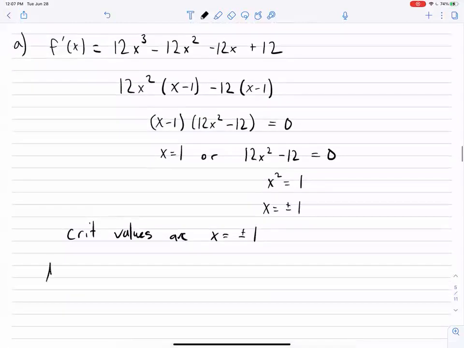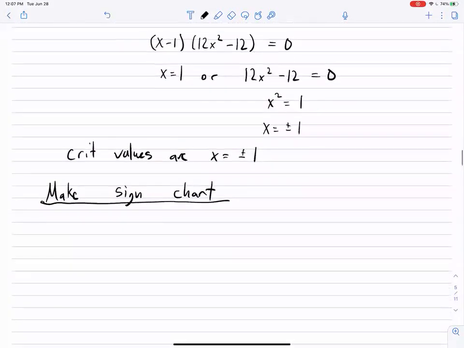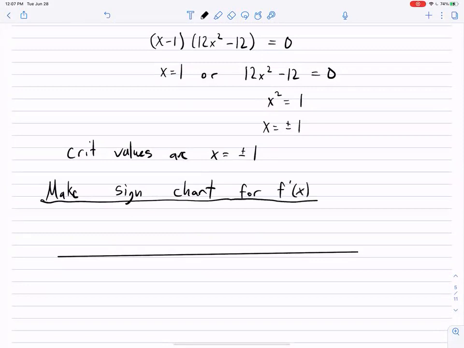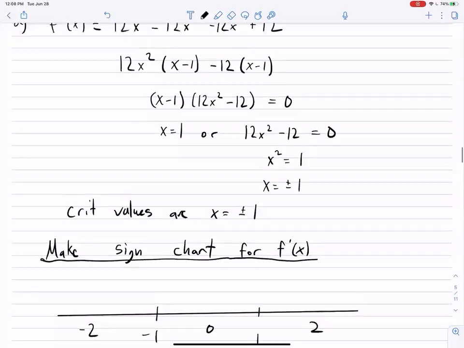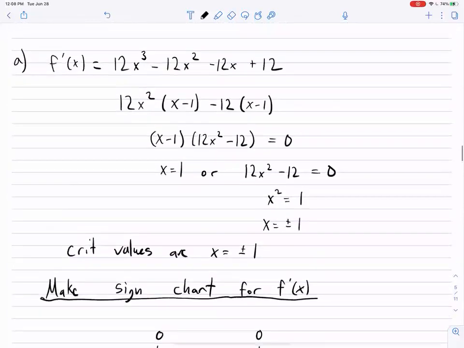And so now make a sign chart. Whenever we're doing the first derivative test, you always got to make a sign chart, and you got to get very, very comfortable with this. So let's make a sign chart for f prime of x. The way we do that is put the critical values, -1 and 1. Then we pick some test points: -2, 0, and 2. And then we check what the derivative is at those. The nice thing is you don't even have to figure out the value. You just need to figure out whether it's positive or negative.